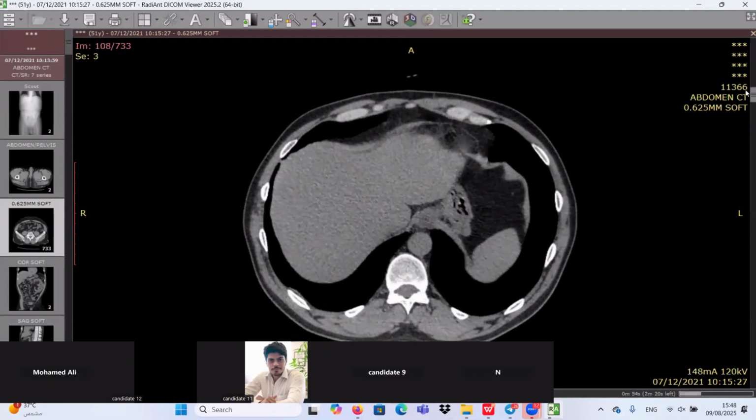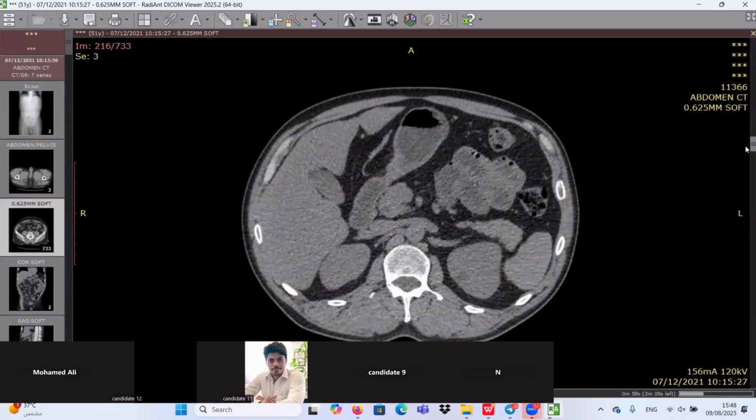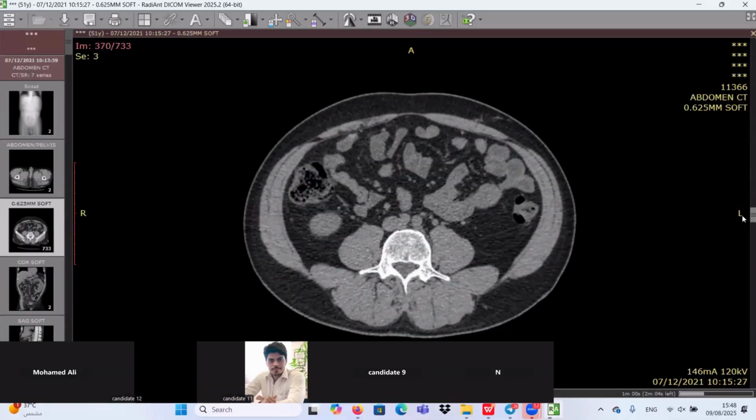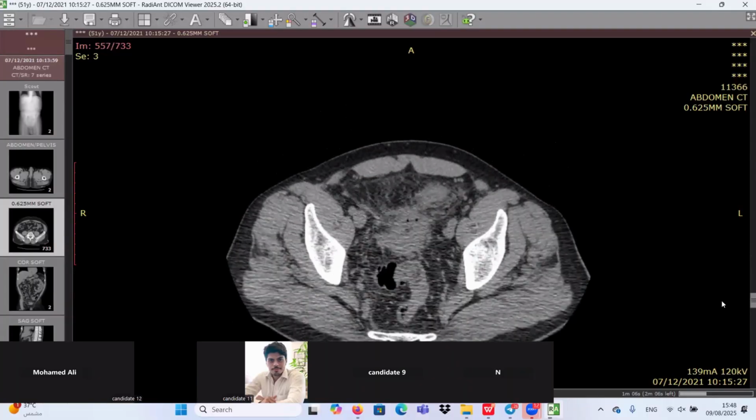The picture is fixed, and it's not moving. Okay. So the upper section showed actually no remarkable abnormality.